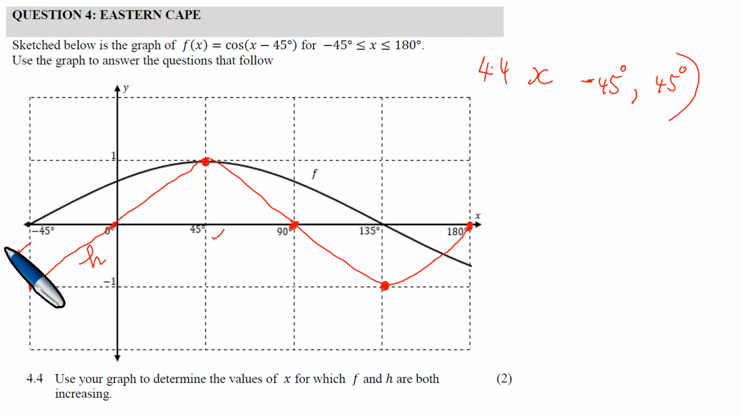So at minus 45 degrees, if you put minus 45, it's minus 45 minus 45, which is minus 90. The cosine of minus 90 is what? Is 0, so it's going to be 0. And then, if it's 0, it is 0 indeed.